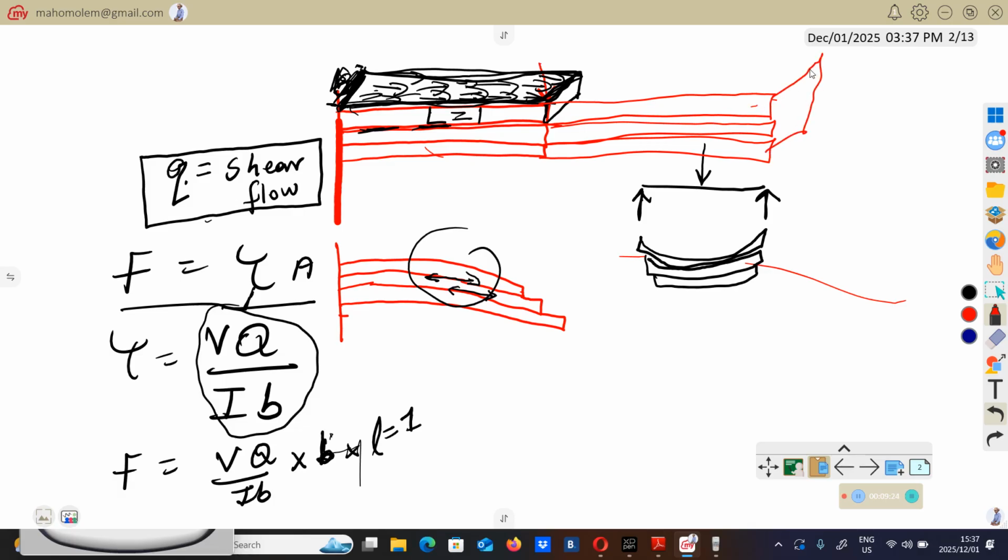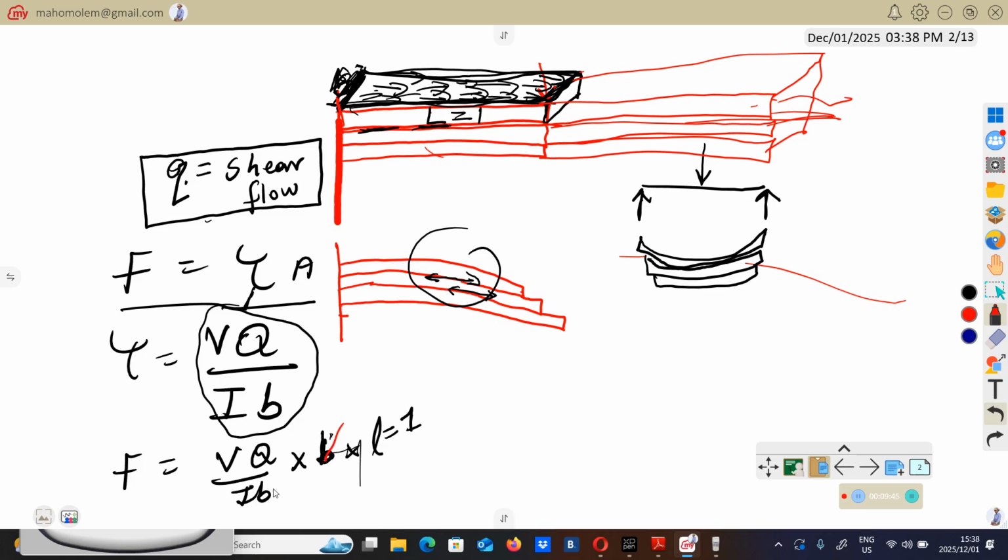It's just that for calculation purposes, we don't know the length of this beam. It continues like that. So we don't know the length of this beam, but for calculation purposes, we're only going to consider 1 meter length. So that's why here this L is going to be 1.